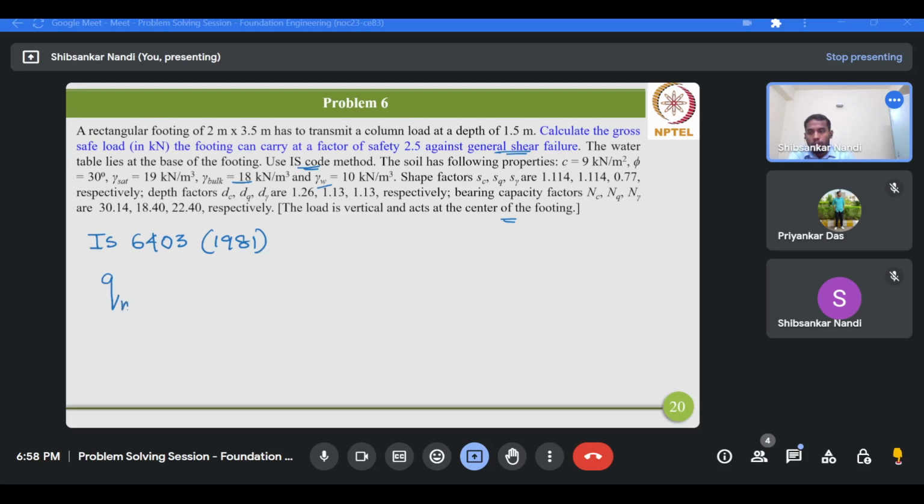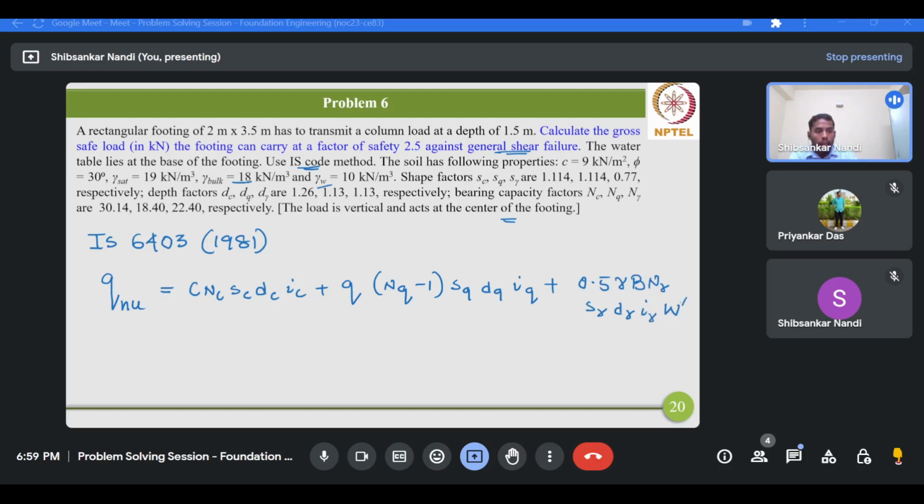So this code directly gives you the expression for net ultimate bearing capacity. In this fashion: C Nc Sc Dc Ic plus q times (Nq minus 1) Sq Dq Iq plus 0.5 gamma B N gamma S gamma D gamma I gamma, and there is an additional term called W prime.